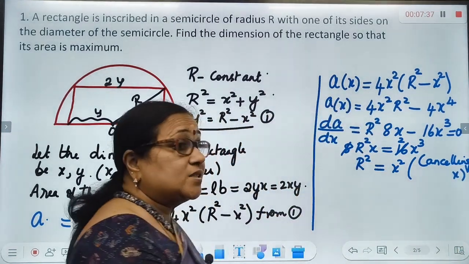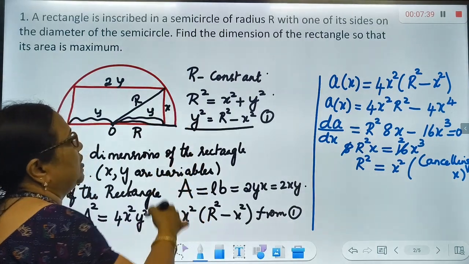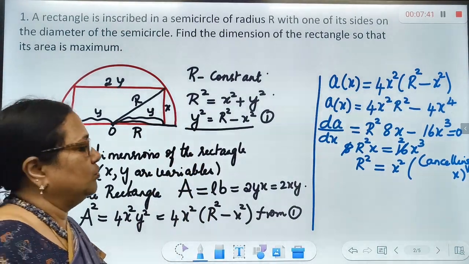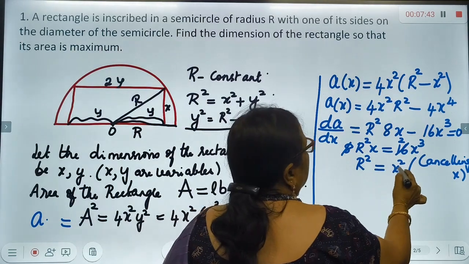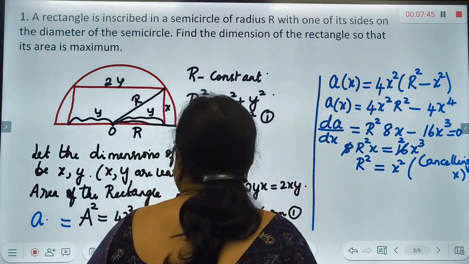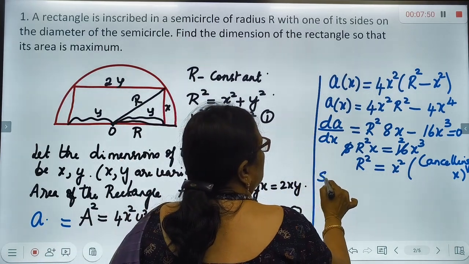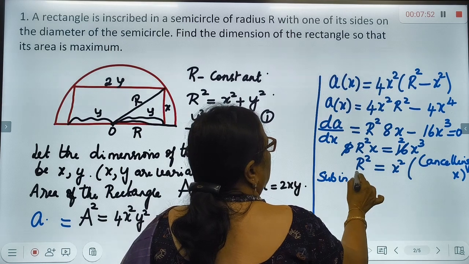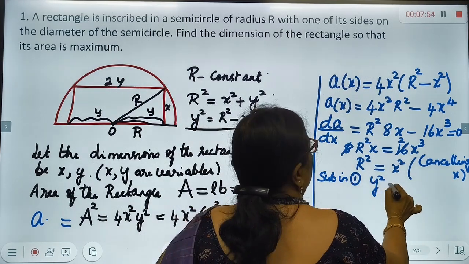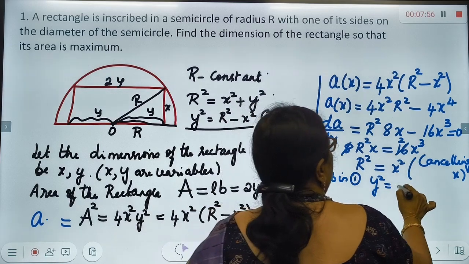I can cancel x. Why? Because x is a length. It can't be 0. So, R square is 2x square. If R square is 2x square, what is y square from 1? Substituting in 1, y square will be R square minus x square.